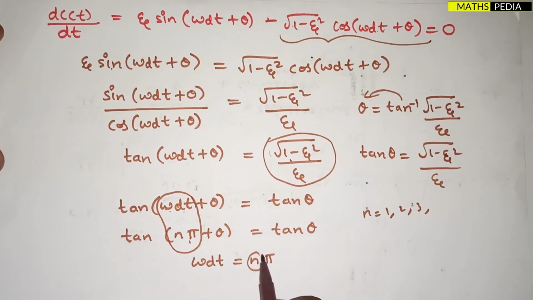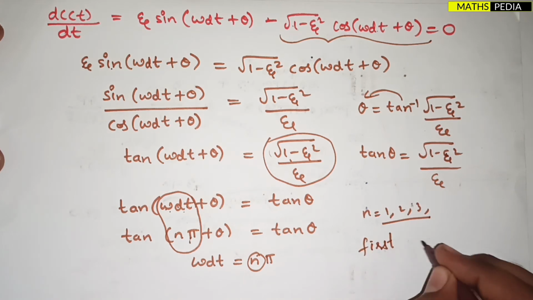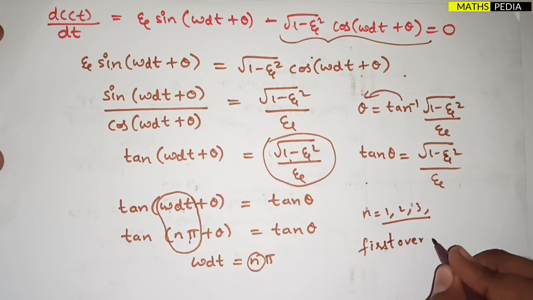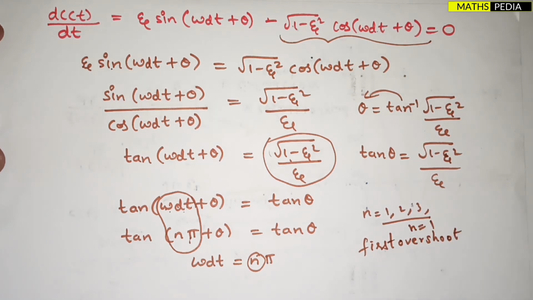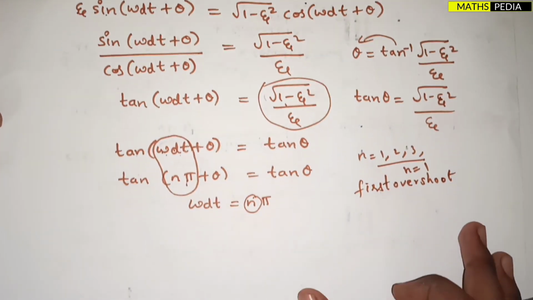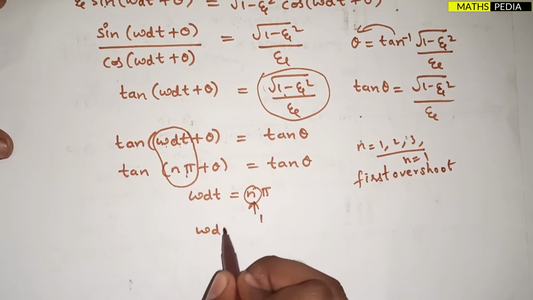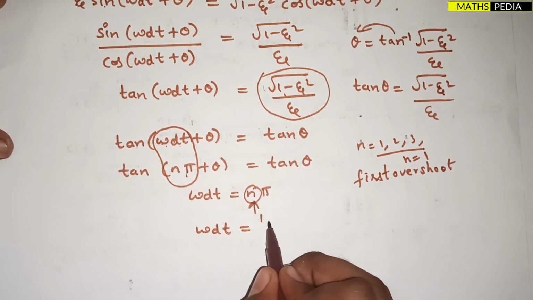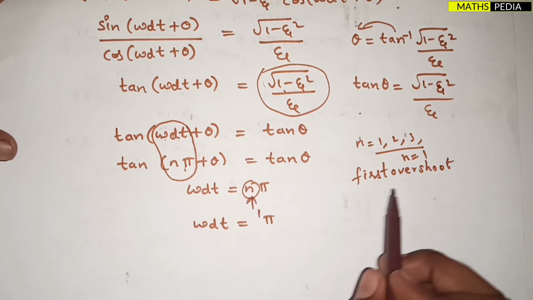Now omega d t is equal to n pi. What is the value of n? N is the natural numbers. But for first peak overshoot, as we discussed, first peak overshoot is nothing but n equal to 1. Okay, so we have to substitute only n equal to 1. So when I substitute here n equal to 1, what will happen? Omega d t is equal to pi. Okay, first peak overshoot, that's why n equal to 1.